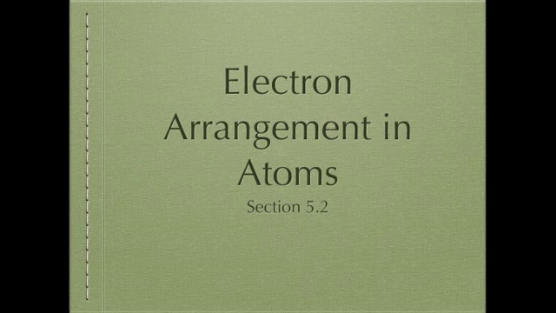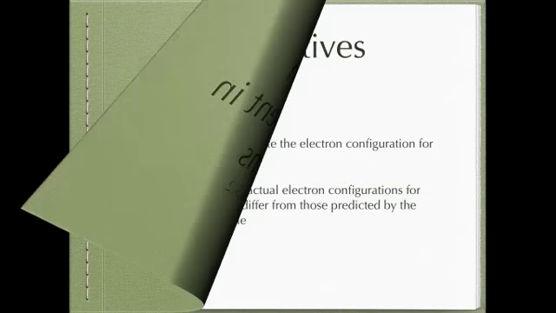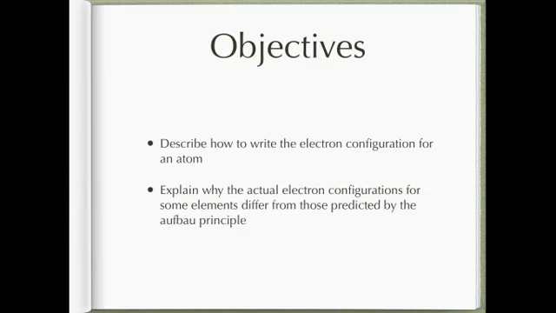Section 5.2, Electron Arrangement in Atoms. Here are our objectives, and please write these down. Put those in your notes. This is what I'm going to be grading, and I'm going to have you answer these at the end, or be able to tell me what you've learned about them.